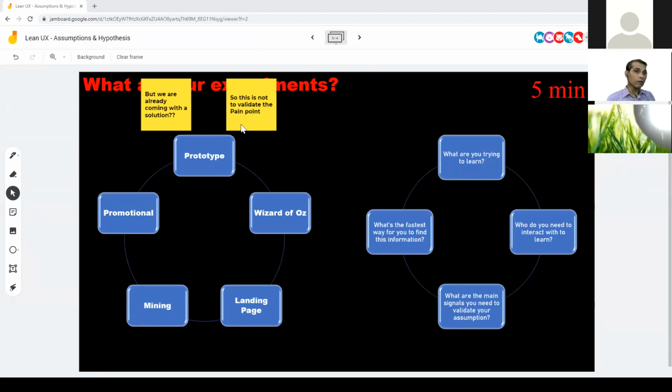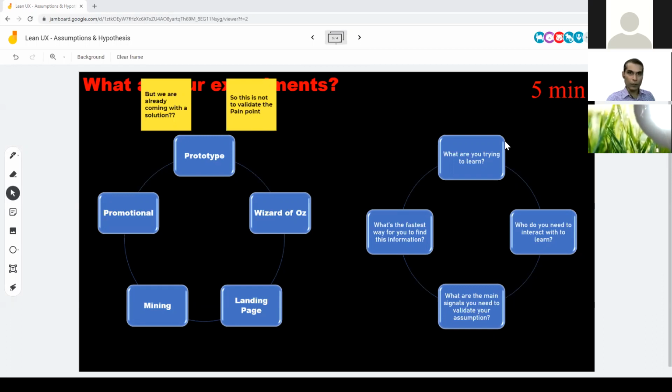Yes, of course. So your assumption was the user has this problem. You want to validate that. How would you go ahead doing it? What experiment will you create? And which type of MVP would you use? So you may want to go with the questions onto the left side, right side.